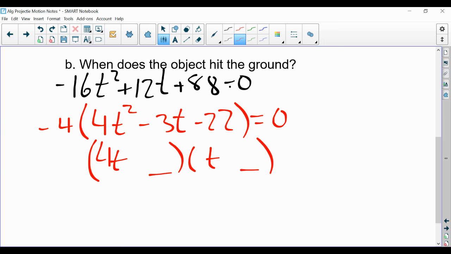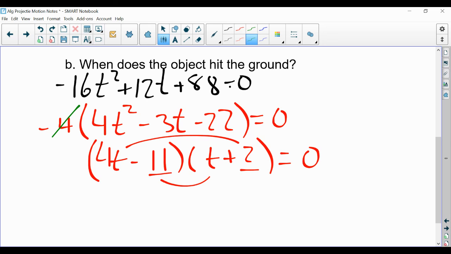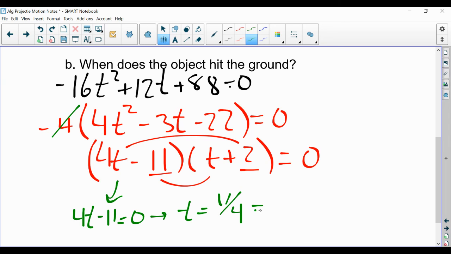Okay. So why don't we try 4t plus 2, and then this would be a minus 11. And I think that's going to work, because now I'm going to get plus 8t minus 11t. That's minus 3t. Okay. So I can ignore that negative 4 in the beginning, divide both sides by negative 4, it goes away. And then I have two possible scenarios. Either 4t minus 11 is 0, which means t is 11 over 4, which is 3 3/4 seconds. So 3.75 seconds.